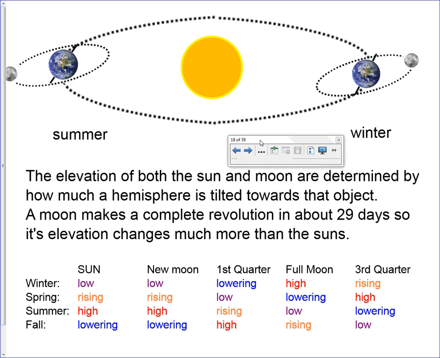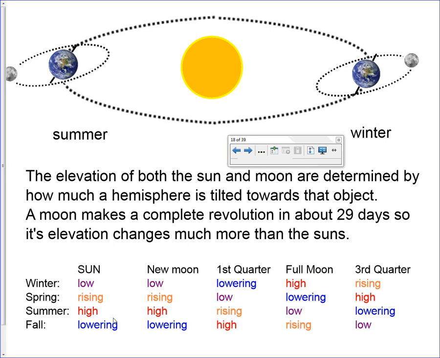The elevation of both the sun and the moon are determined by how much a hemisphere is tilted towards that object. So when you're tilted towards it, it appears higher. And because the moon makes a revolution around us every 29 days, its elevation changes much more than the sun does, which requires 365 days for a complete revolution to occur. So you can kind of set that pattern in here. So this is pretty simple.